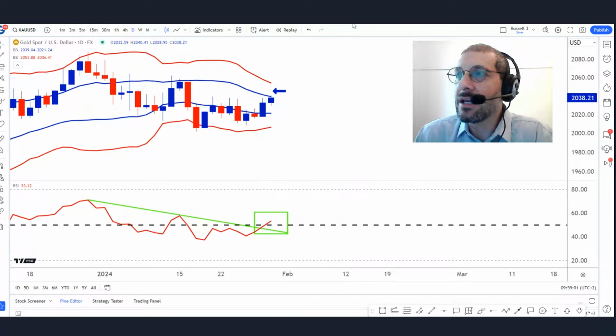All right, let's just take a look at the gold on an hourly chart. Just bear with me while I bring that up.